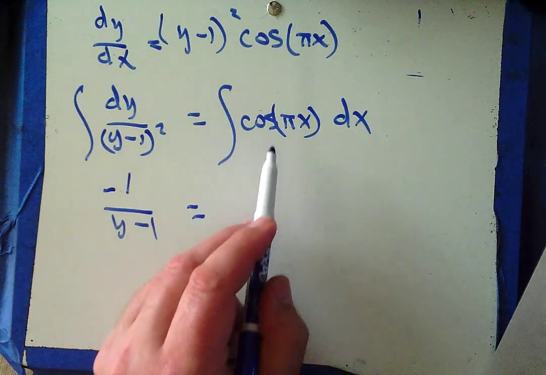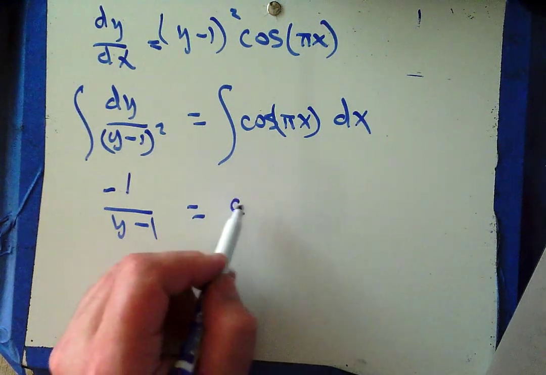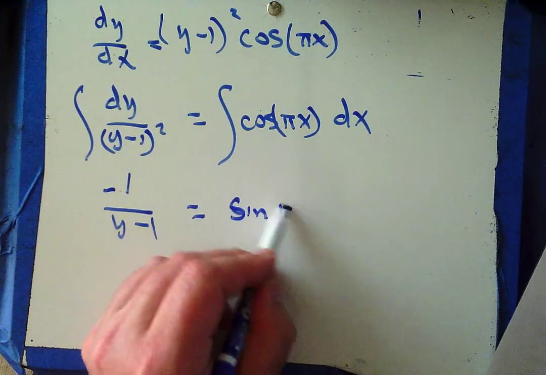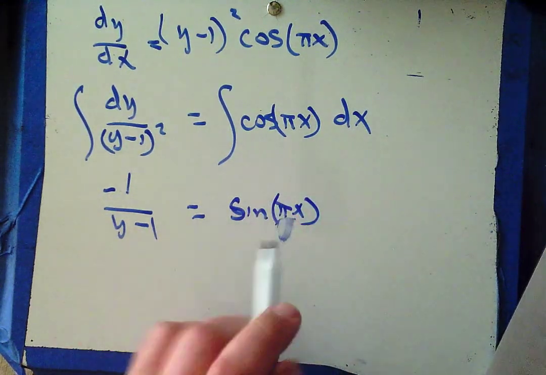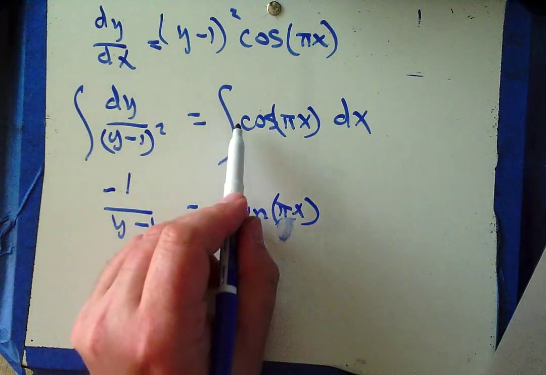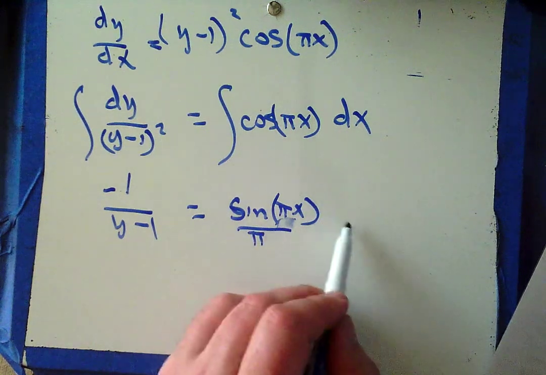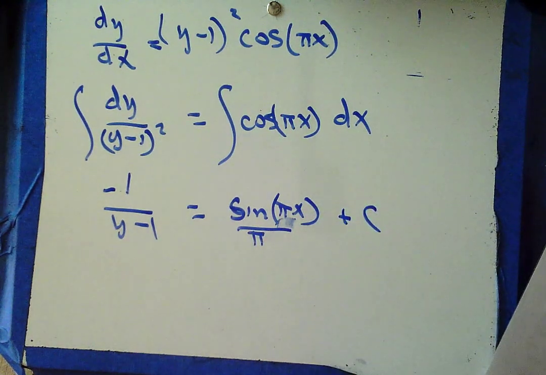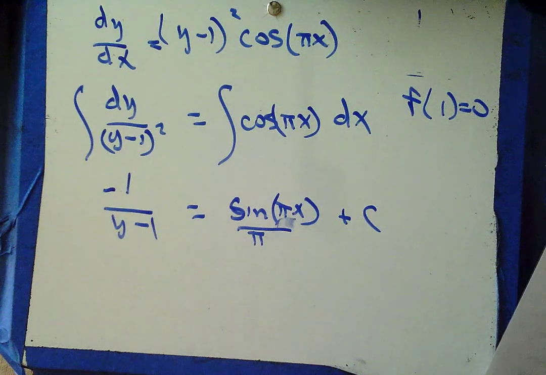And over here, the antiderivative of cosine is going to be sine of pi x. But don't forget, if you took the derivative of this, there'd be a times pi out in front. There's no pi here, so there must be an over pi plus c. Okay, so what was our initial condition? Our initial condition was f of 1 equals 0.